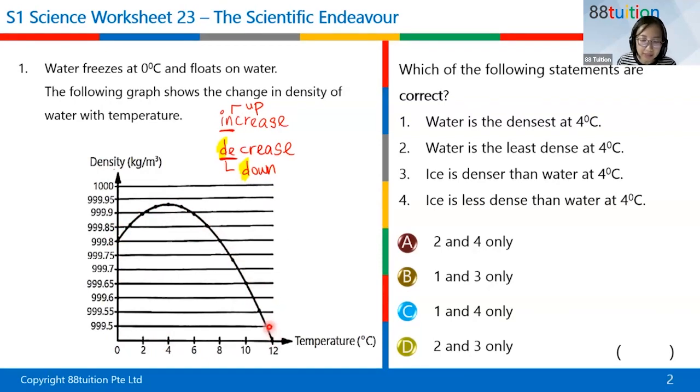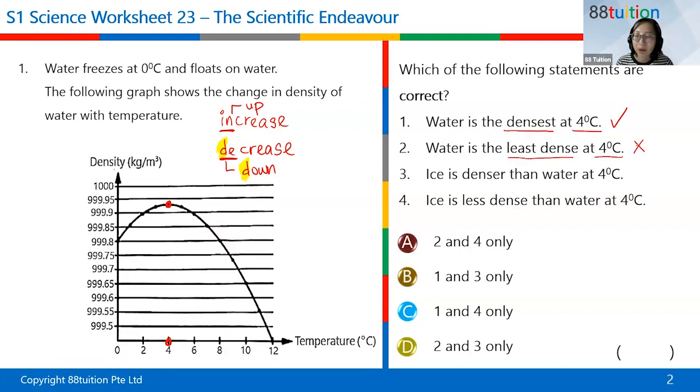All right, now which statement is correct? Over here it says that water is the densest at 4 degrees Celsius. Densest, think of it like heaviest, but you cannot write the word heaviest. It's almost the same meaning. You cannot write heaviest, so write densest. So it is true that water is the densest, because at 4 degrees Celsius, it's at the highest point. All right, so it's correct. Then here it says least dense at 4 degrees Celsius.